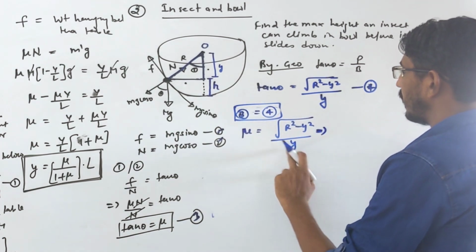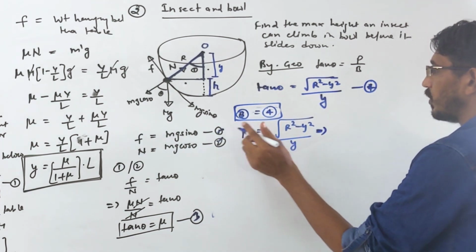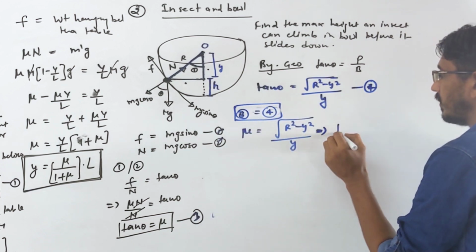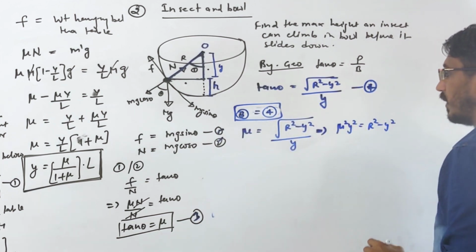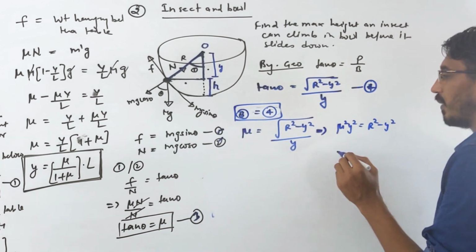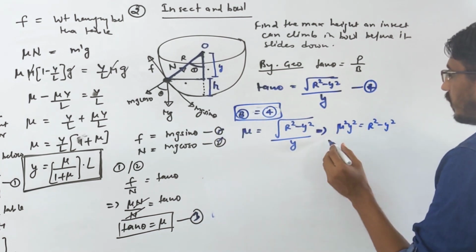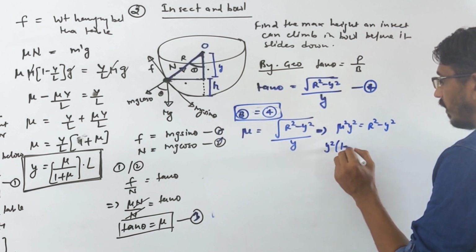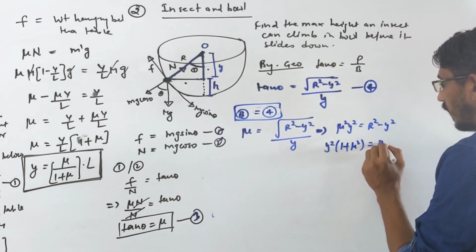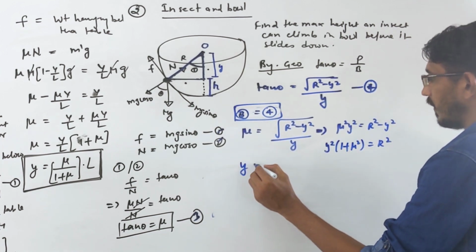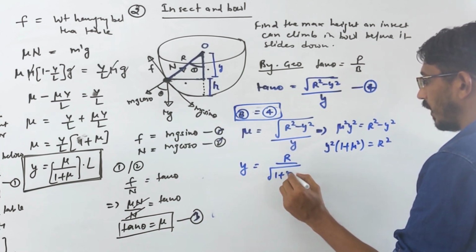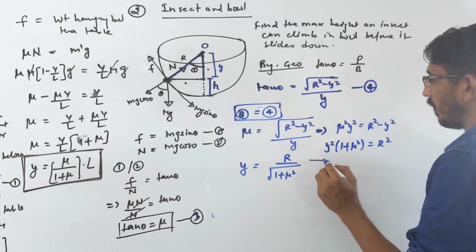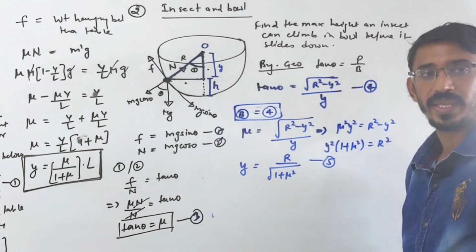Let's calculate y here. Y is unknown, so square on both sides. When you square both sides and take y to the other side, it becomes mu square y square is equal to r square minus y square. From here we have to calculate y. So this y term on this side becomes y square (1 plus mu square) is equal to r square, or you see y will be simply equal to r upon root of 1 plus mu square. Let's call this equation 5. This is y, which was unknown.